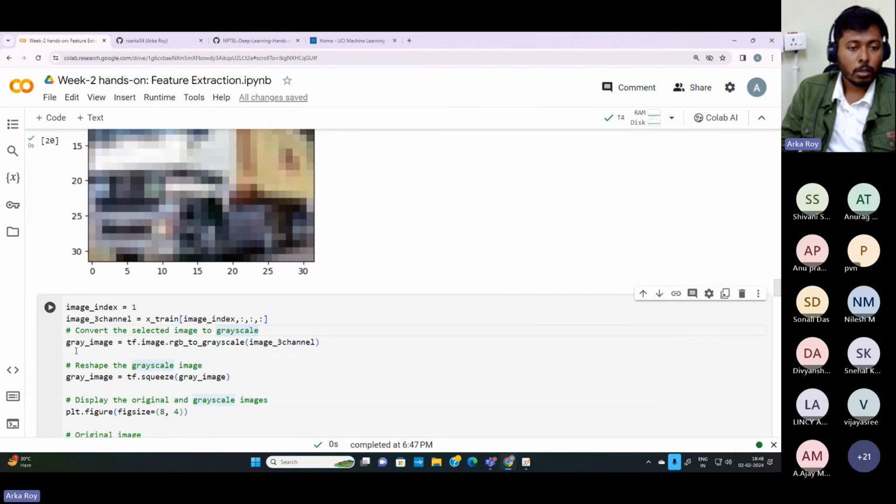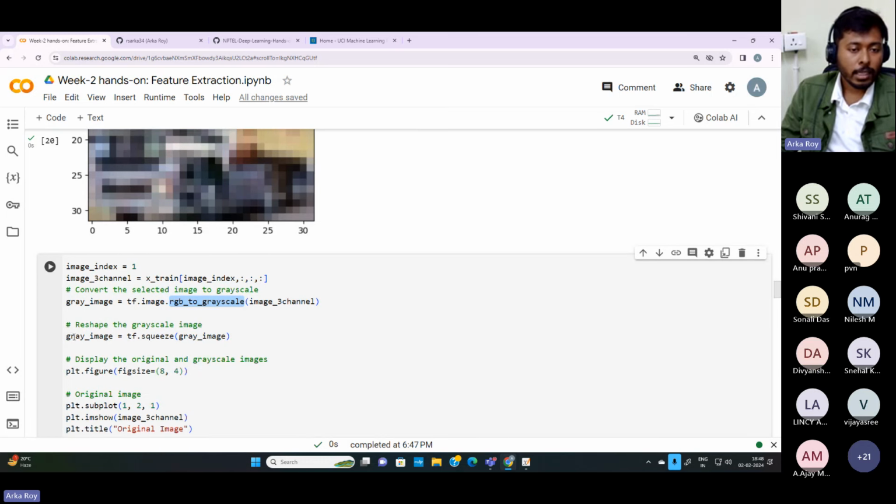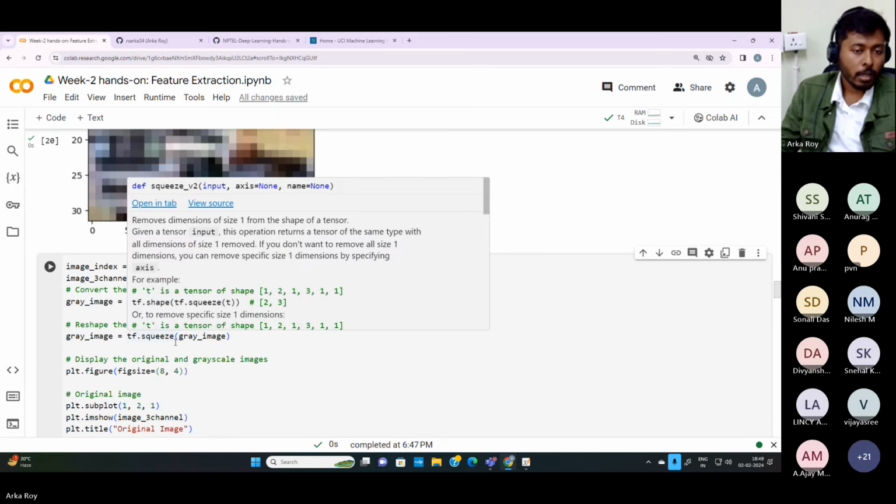For that, we have written the command tf, that is tensorflow, dot image dot rgb_to_grayscale. This command converts an RGB image to a grayscale image, and within the argument I have fed the RGB image. This grayscale image will be of shape 32 by 32 instead of 32 by 32 by 3. So over here, I have squeezed the gray image into the 32 by 32 shape.